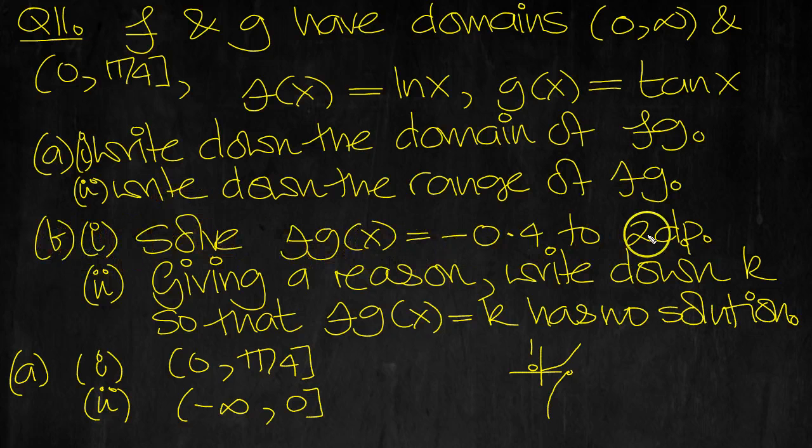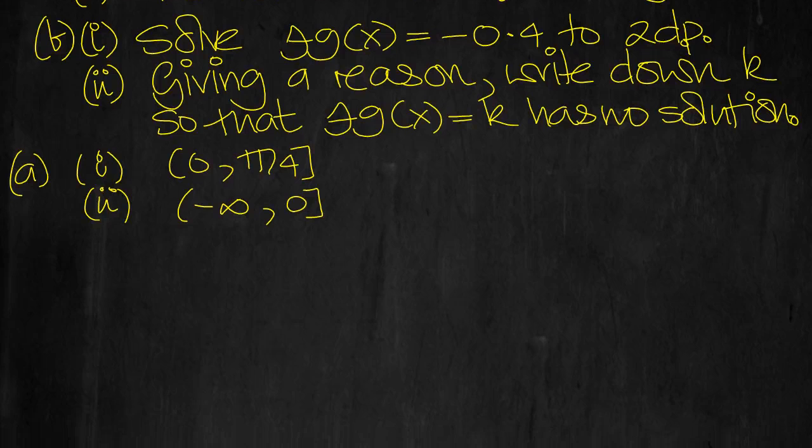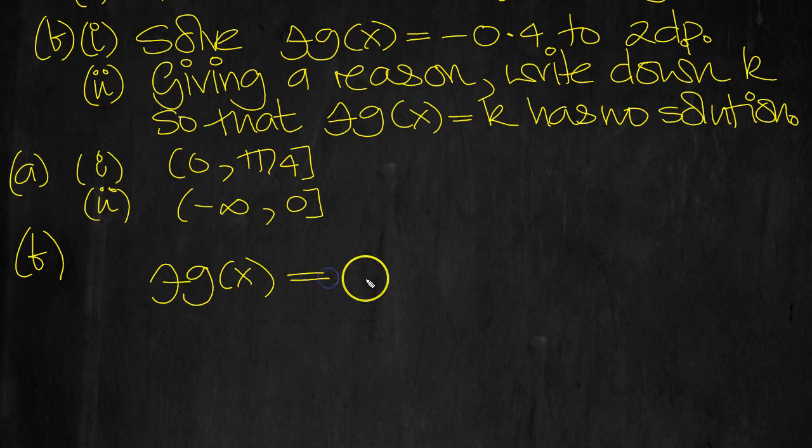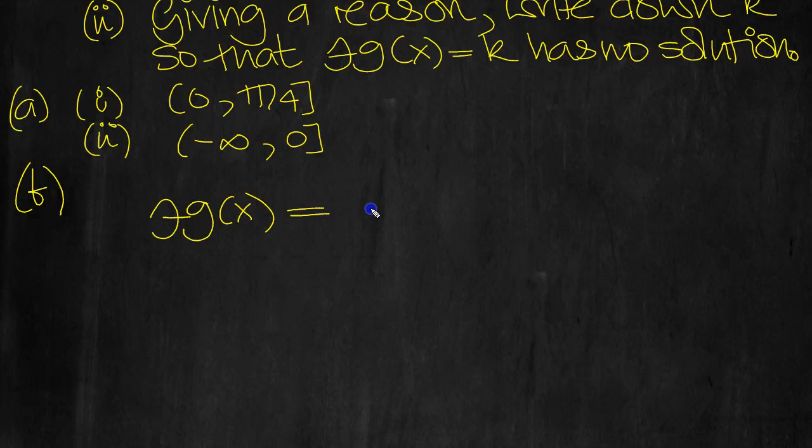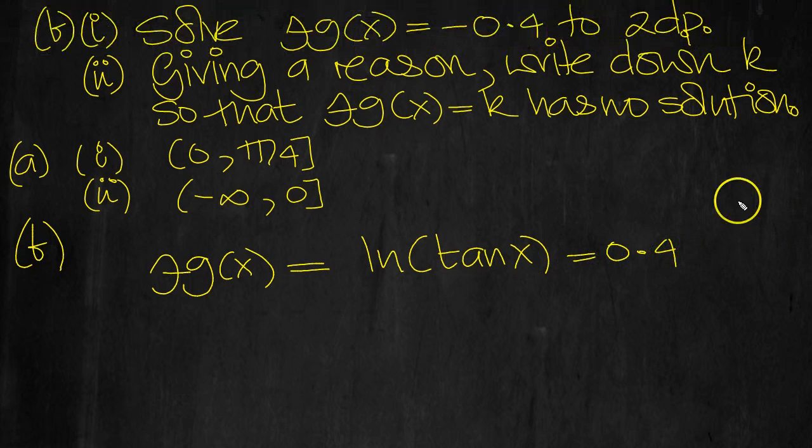B, solve fg of x equals minus 0.4. Okay, so next part, part B. So B, f of g of x, where g of x is tan, isn't it? f is log, so it's log of tan x equals 0.4. So we need to solve this, don't we?